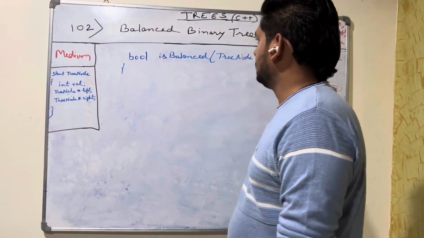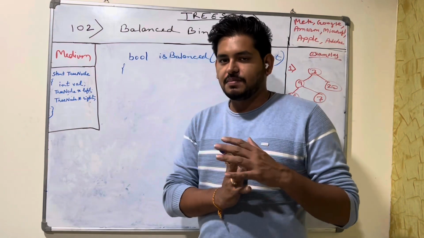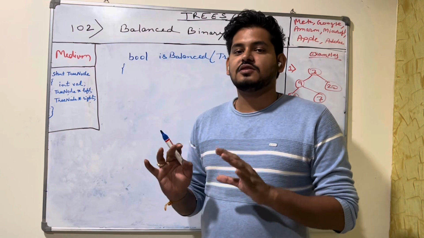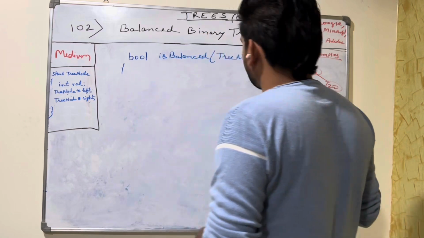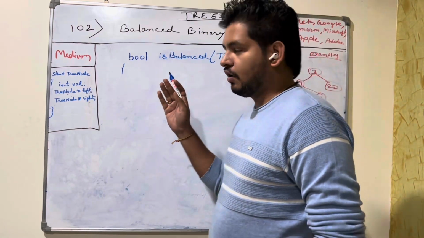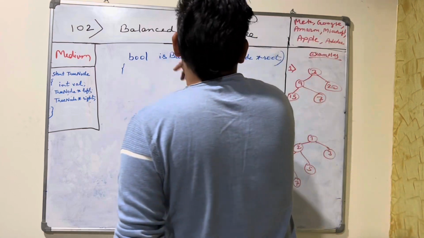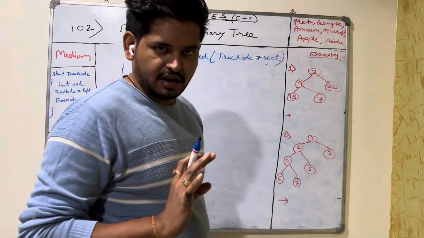Balanced binary tree. So what is a balanced binary tree? A binary tree whose left subtree and right subtree height difference is not more than 1. Those trees are balanced binary trees. So in the previous videos we have solved height of a binary tree and diameter of a binary tree. We have found them. Now we need to find whether the tree which is given to us is a balanced binary tree or not.